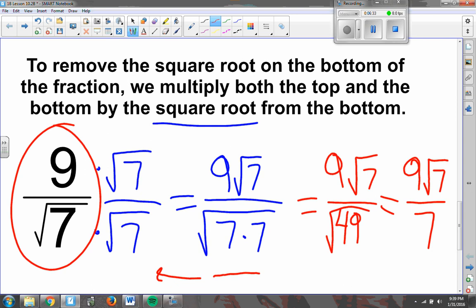We multiply the top and the bottom by the same thing, and when all is said and done, we end up here with kind of a weird-looking fraction with a square root on the top.